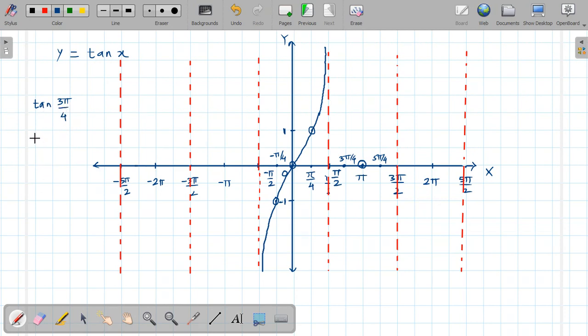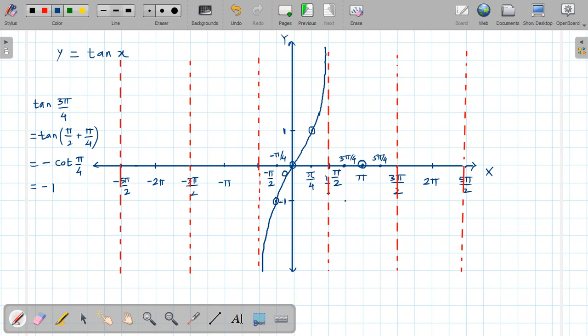Tan 3 pi by 4 is equal to tan of pi by 2 plus pi by 4, by the allied angle formula. Now, pi by 2 plus pi by 4 lies in which quadrant? Second quadrant. In the second quadrant, the tan ratio is negative, so there is a minus sign, and tan changes to cot. So tan of 3 pi by 4 is nothing but minus cot pi by 4, and that's why it will be minus 1. So in short, tan 3 pi by 4 is equal to minus 1.